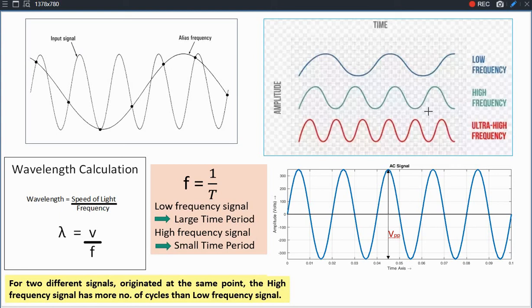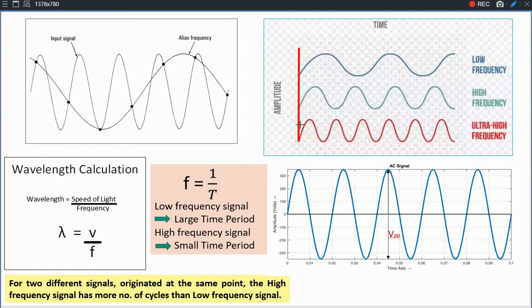This can be better understood in this rightmost diagram, where low frequency, high frequency, and ultra high frequency signals are shown. Whenever we are drawing the sinusoidal wave, we have to keep in mind that time is taken on the horizontal axis and amplitude is taken on the vertical axis. Now you can watch that all these three signals are at the same vertical axis, meaning all have the same originating point.